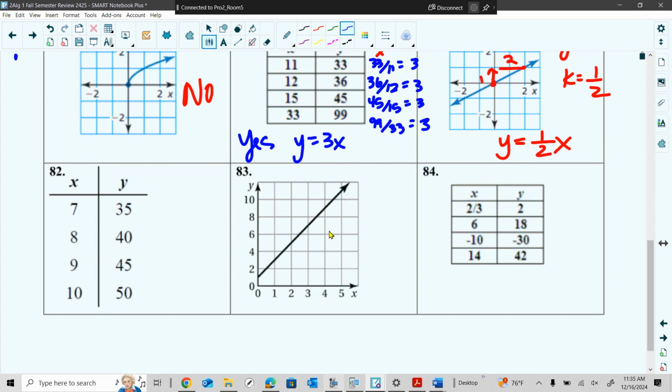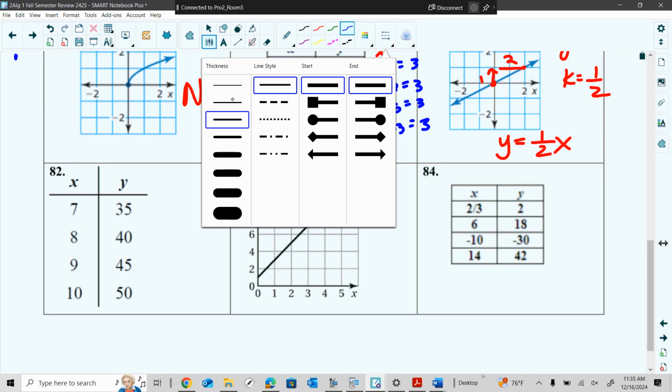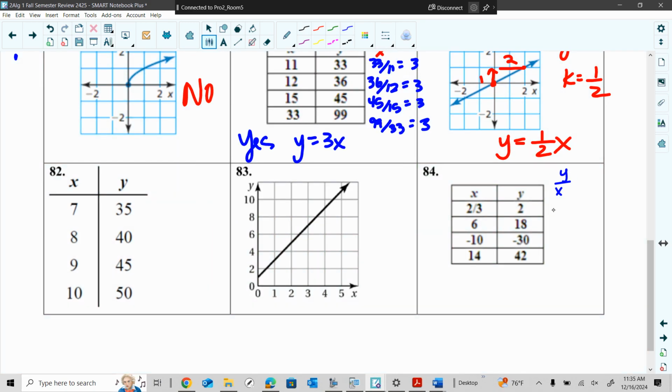Now I want you to try the remaining problems here. I do want to talk about 84 real quick. You might need to use your calculator because remember we're doing y over x for each one to compare. So this is 2 over the fraction 2/3, and if you forgot how to do fractions, when we do fractions we really divide, we flip and multiply, we change it to a multiplication problem.